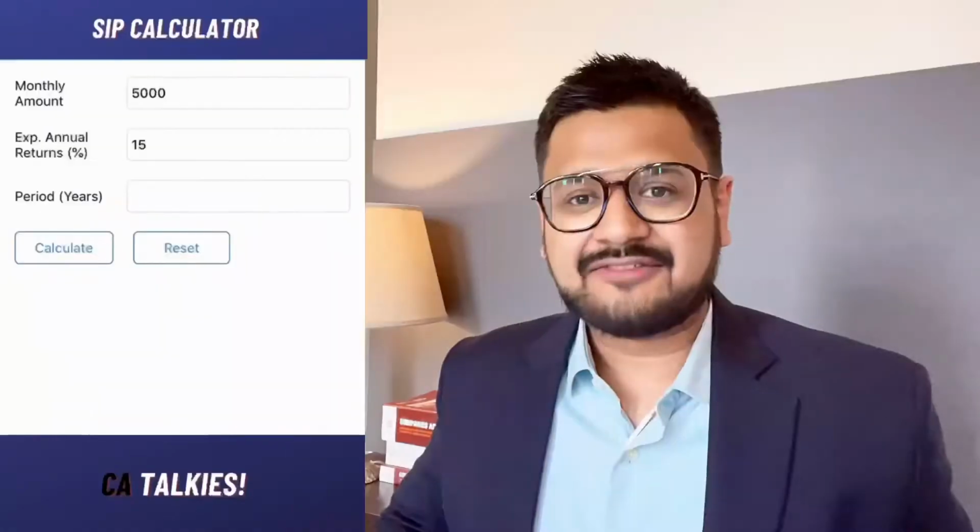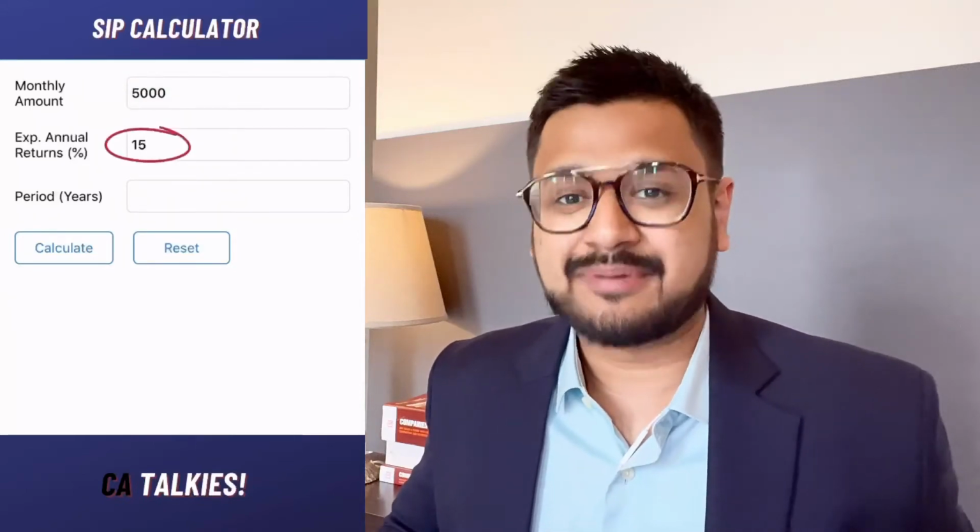What? No way! Yes guys, it's true. Let's use this SIP calculator and see what happens. I've entered 5,000 rupees as the monthly investment and 15% as the expected rate of return per annum.